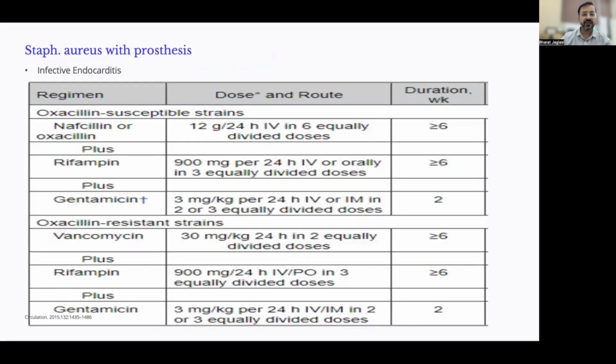And Staph aureus in case of infective endocarditis, when the patient is susceptible to oxacillin-susceptible strains, then nafcillin or oxacillin along with rifampicin or gentamicin can be used.